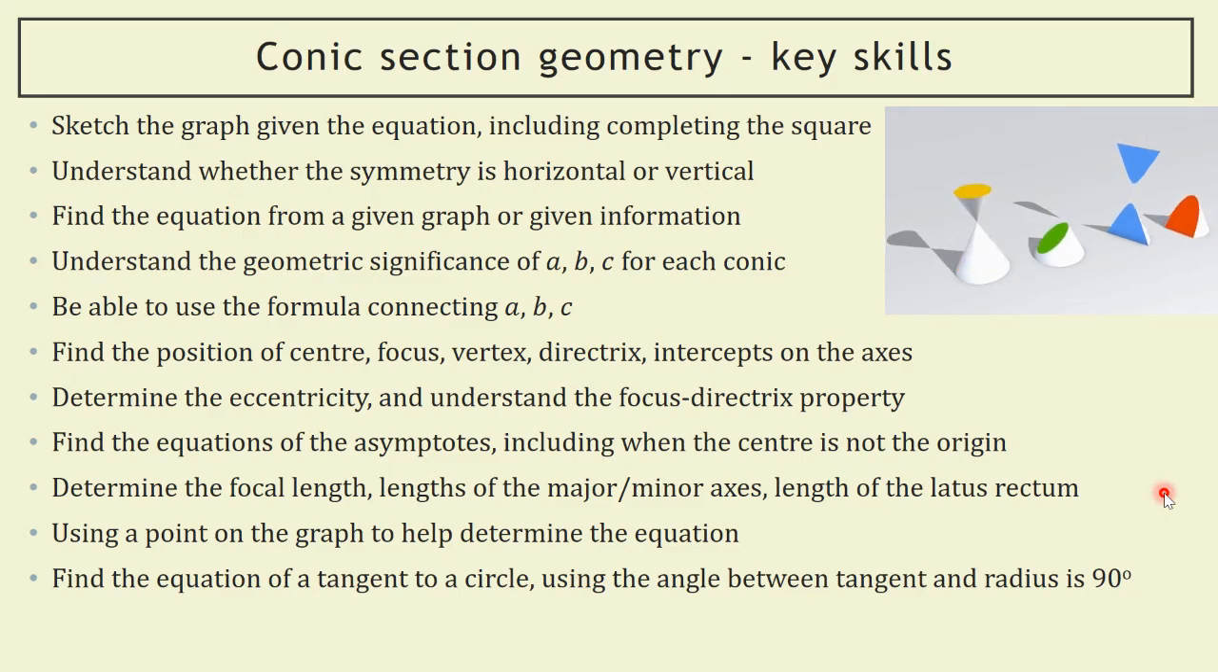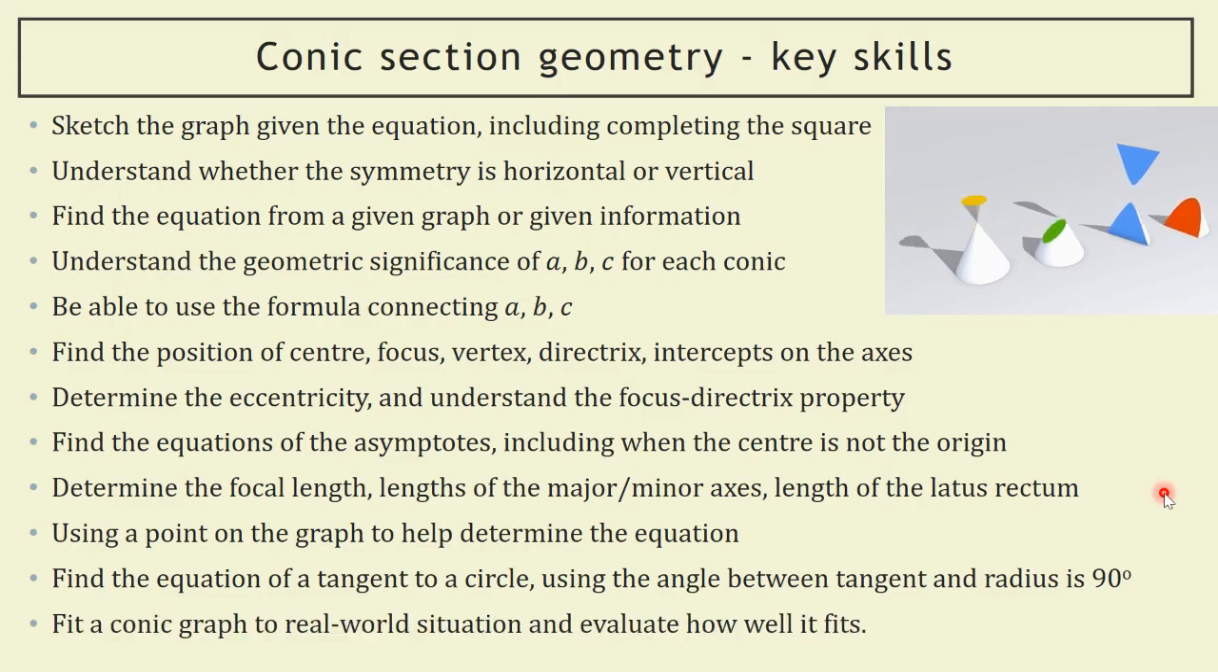And the only time we've really looked at tangents was right at the beginning when we were looking at circles, but being able to find the equation of a tangent to a circle, if they tell us a particular point on the circle, using the fact that we know that the angle between the tangent and radius is 90 degrees. So you may have to do that as well.